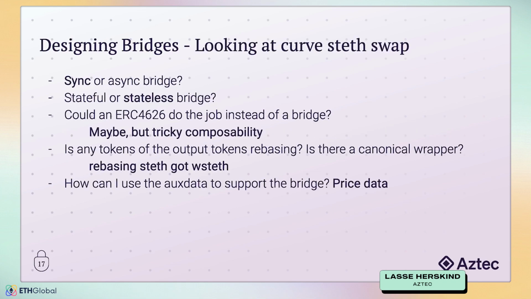So if we look at the Curve stETH swap, this is essentially a synchronous bridge. It's just doing a swap. It doesn't need to hold any state, so it's stateless. Could we do it with an ERC4626? Probably, but it would be a bit annoying. It would not be as composable as just using wstETH instead. Yeah, stETH is rebasing, so we are using wstETH. And what can we use the auxiliary data for? Yeah, we can use it for price data related to the slippage.